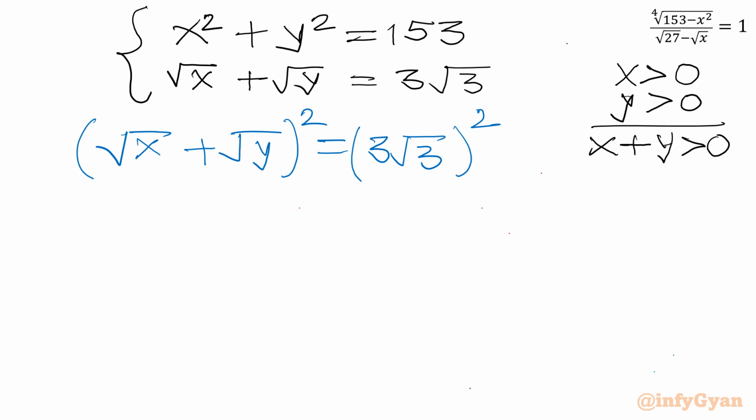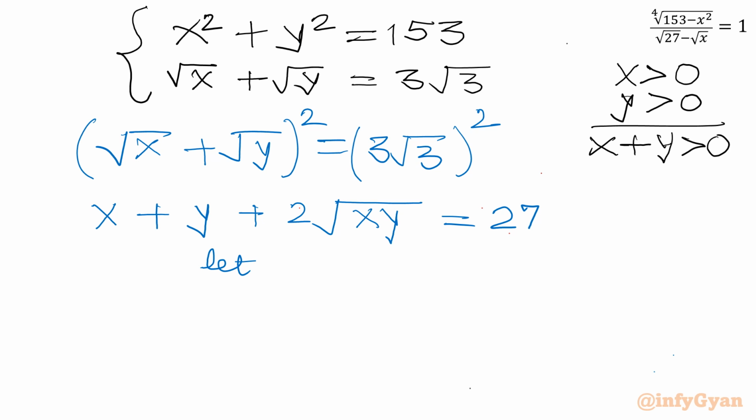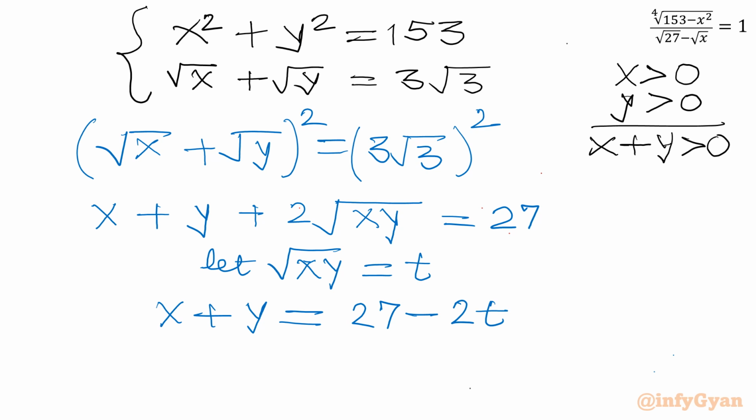So a plus b whole square, I will write root x whole square, so x, root y whole square, so y, plus 2ab, I will write root xy straight away, equal to 3 square is 9 and root 3, so the right-hand side will be 27. Now let us consider root xy equal to t. So our equation, we can write x plus y equal to 27 minus 2t. This is x plus y.